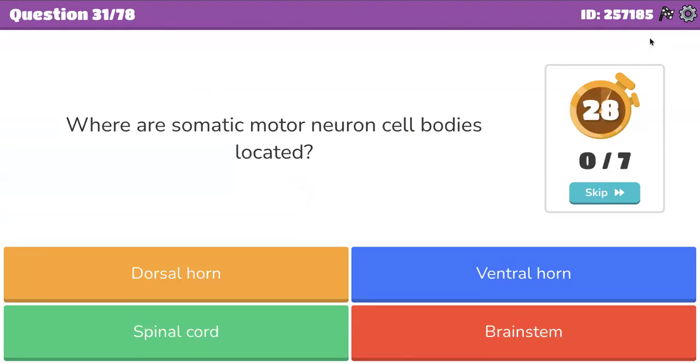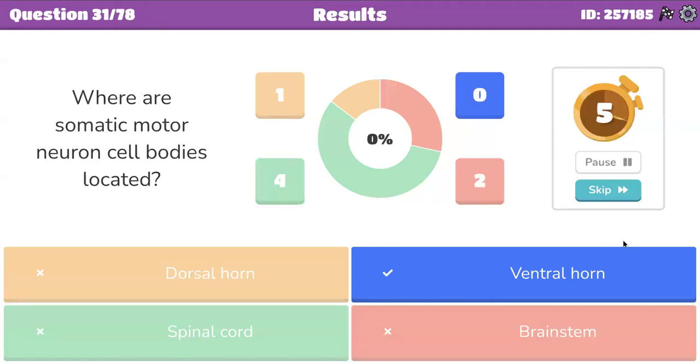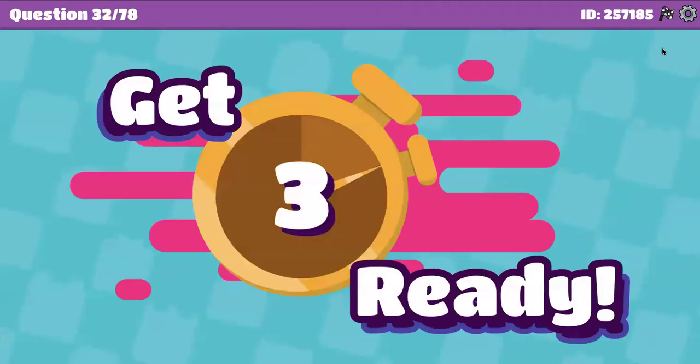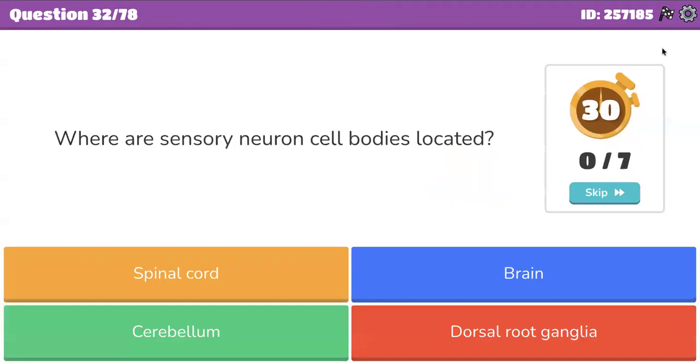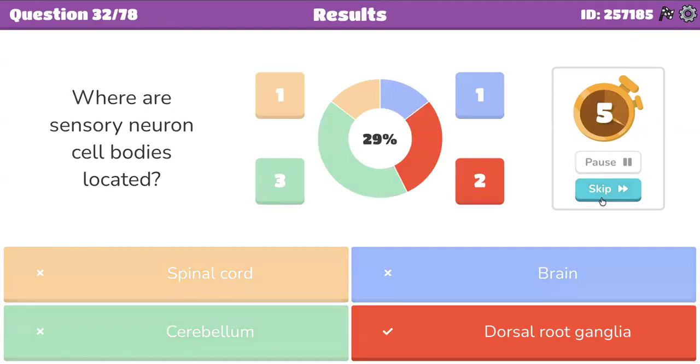Where are somatic motor neuron cell bodies located? The ventral horn. Where are sensory neuron cell bodies located? In the dorsal root ganglia.